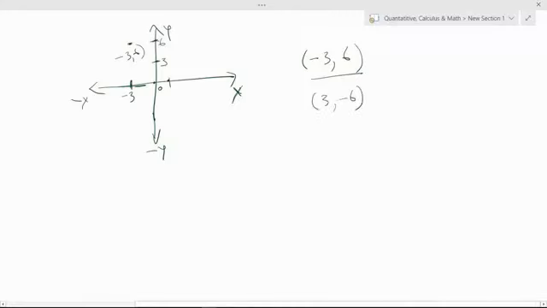Now let's take another example. We take 3 and minus 6. So now x is on the positive side, so this is 3, and we know y is negative. So when we go down, this is minus 6. So this is the point which we are talking about, 3 and minus 6.